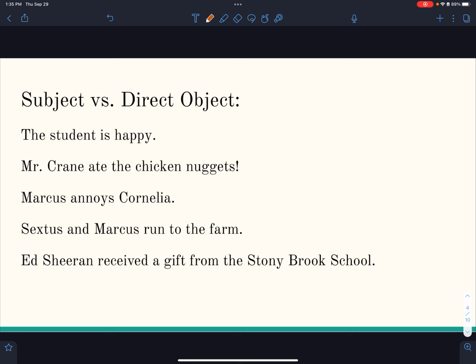Okay, these are just some examples. The only one I want to talk about is the first one. The student is happy. Transitive or intransitive? Technically, it is not transitive, but what kind of verb is it, though? A linking verb. Transitive and intransitive are restricted to action. Exactly. So it's a linking verb, right? So no action is being transferred. We're just saying that the student and happy are one and the same.